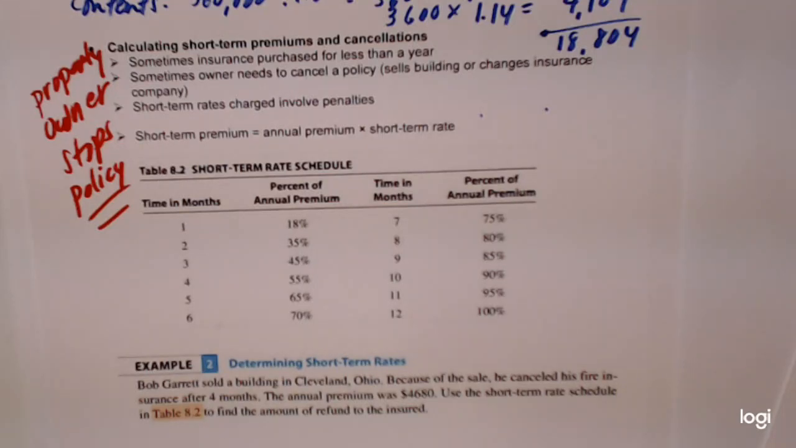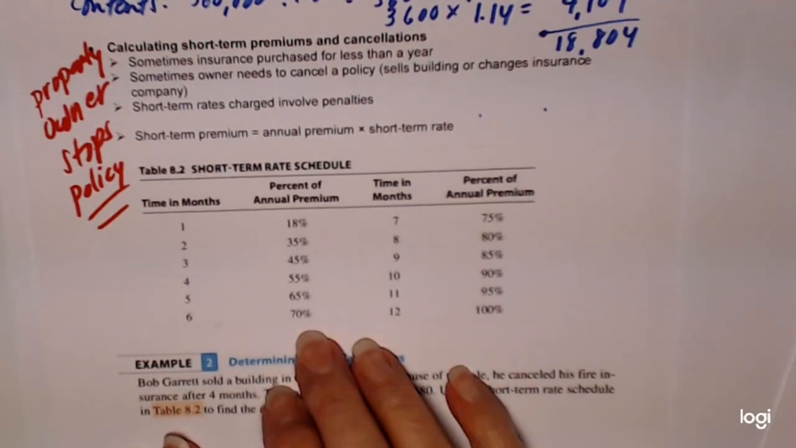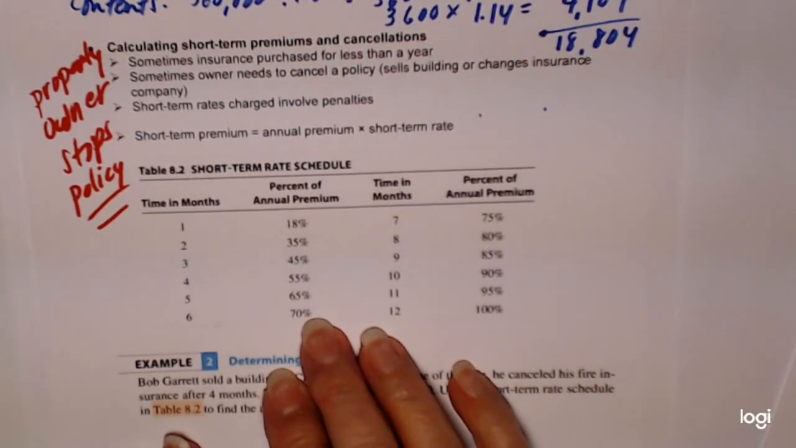In the last video, we looked at determining annual policy premiums. In this video, we're going to be looking at what happens to premiums when the policies don't continue for the entire year and they're canceled within the year before a full year is up. And we're going to look at two situations, and they're going to be handled differently. The determining factors are who is stopping this policy. Is it the property owner or is it the insurance company?